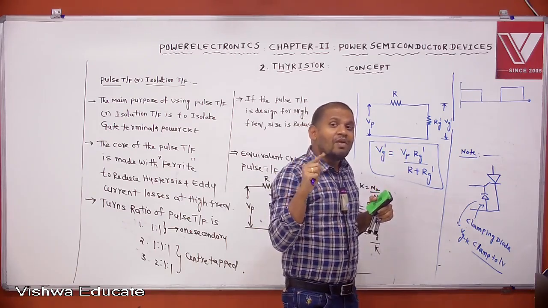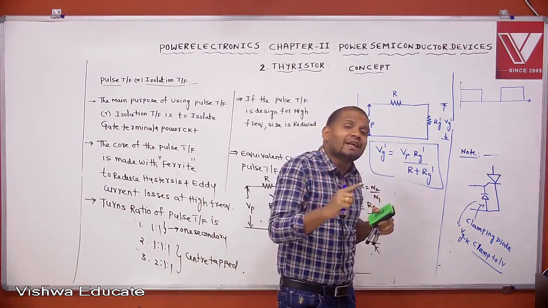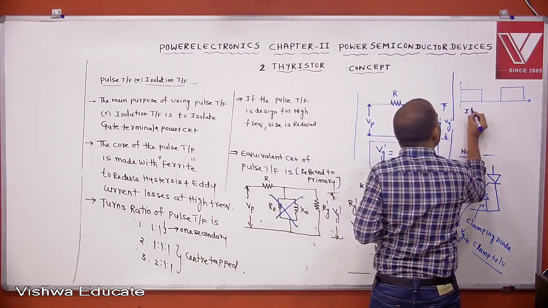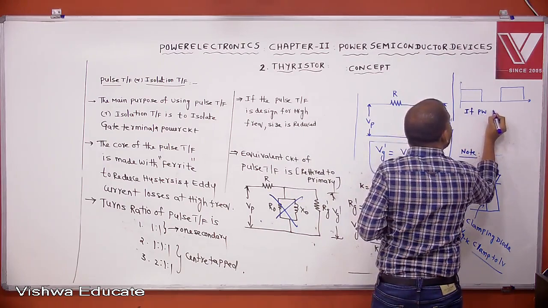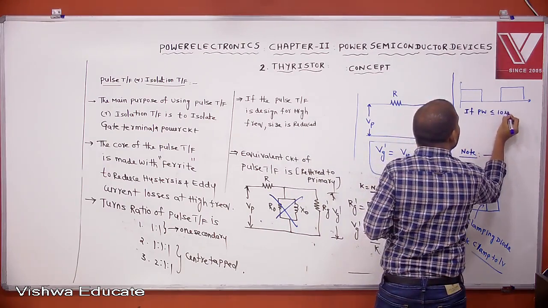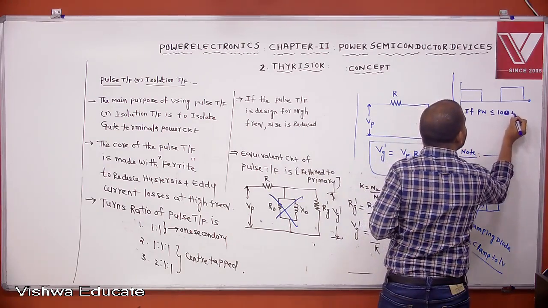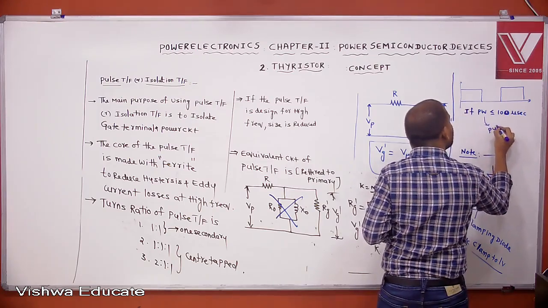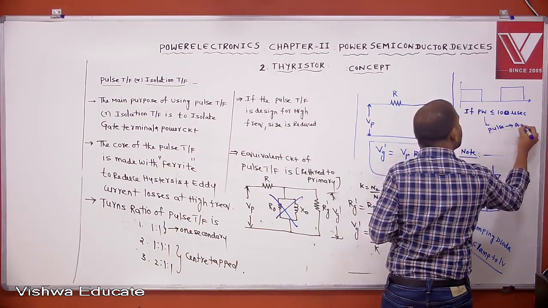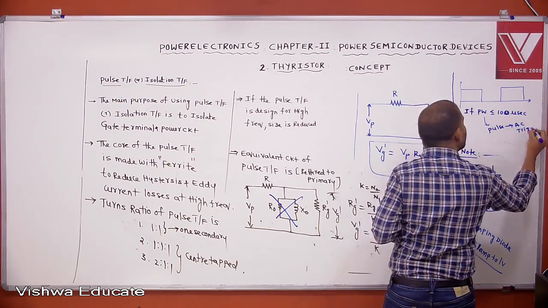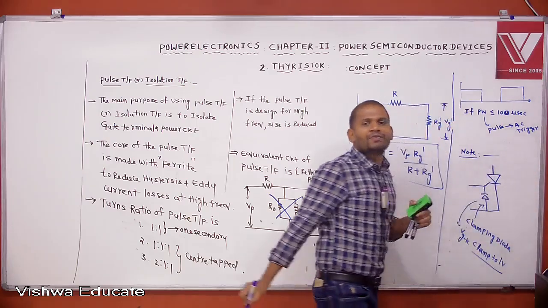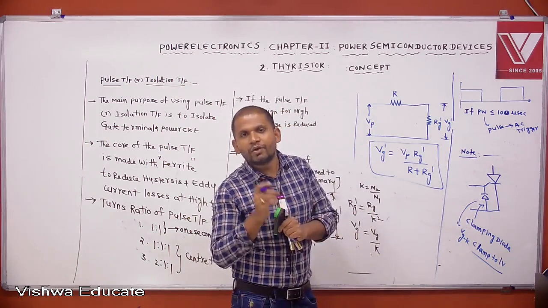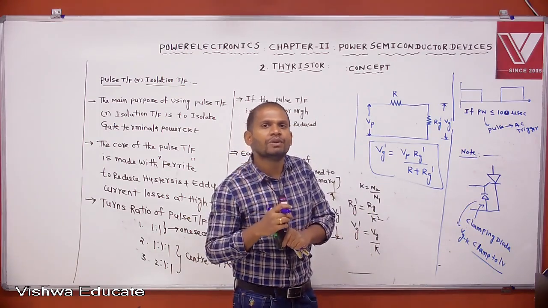Pulse triggering is treated as AC triggering only if the pulse width is less than or equal to 100 microseconds. Only then is it treated as AC triggering. Then you can define the power loss as Vg into Ig into delta. Then only the power loss is Vg into Ig into delta.